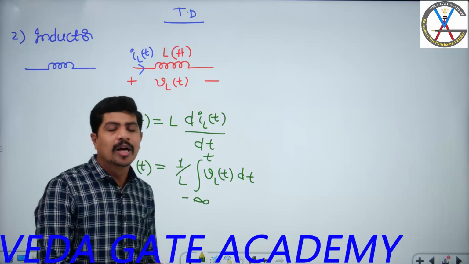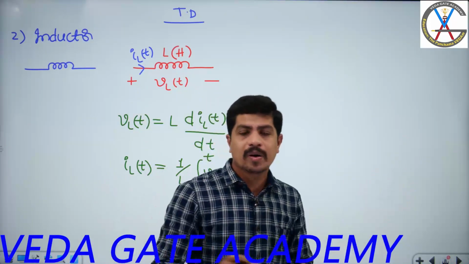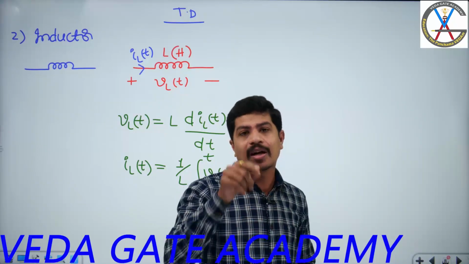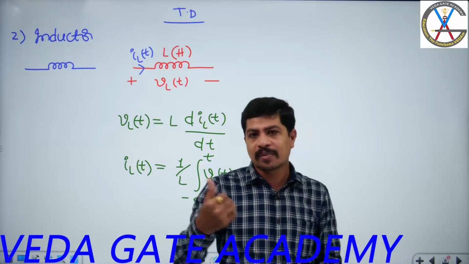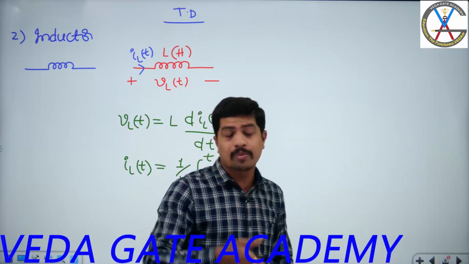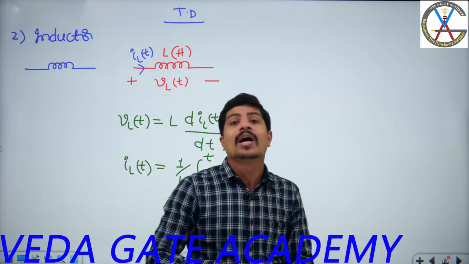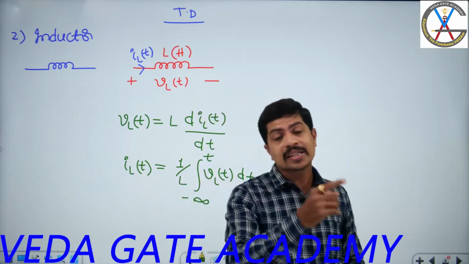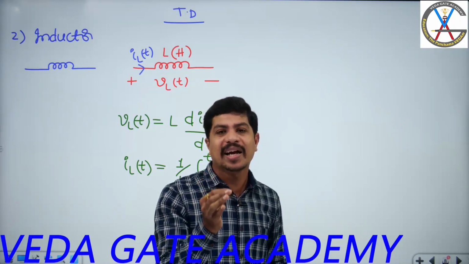Always we have to take minus infinity to 0 and mention it as the initial value. Why? Because we are assuming that the operation starts at t equal to 0. If the examiner does not give the operation starting point, we always assume that the operation is going to start at t equal to 0. The value existing from minus infinity to 0 is called the initial value or initial condition.